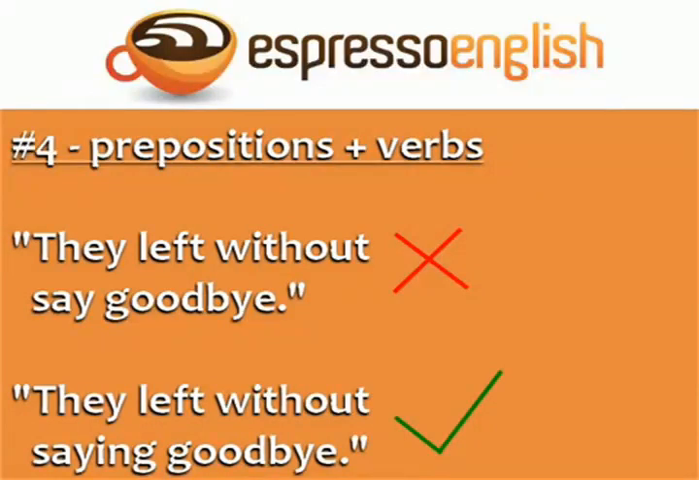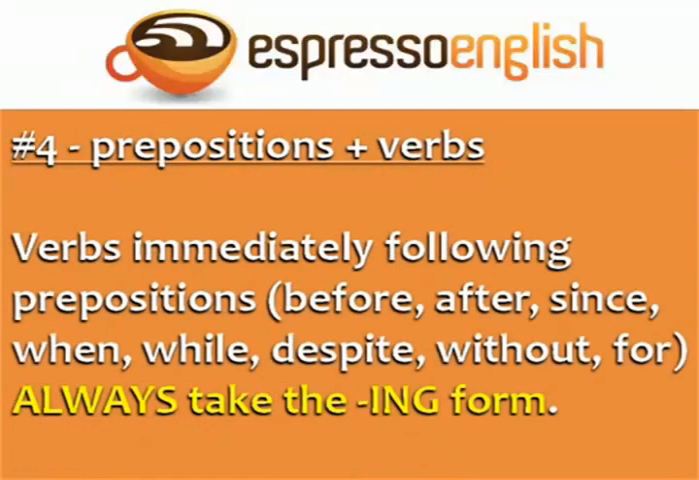They left without say goodbye is incorrect. The correct sentence is, they left without saying goodbye. Verbs immediately following prepositions like before, after, since, when, while, despite, without, and for always take the ing form.